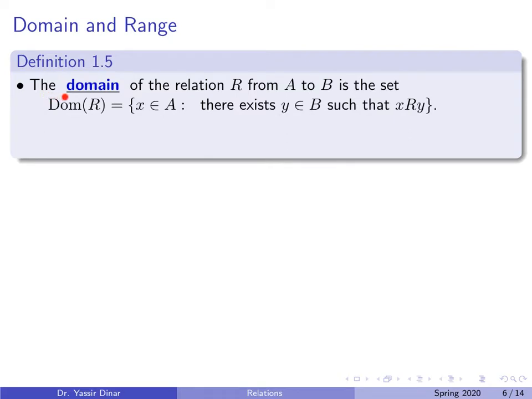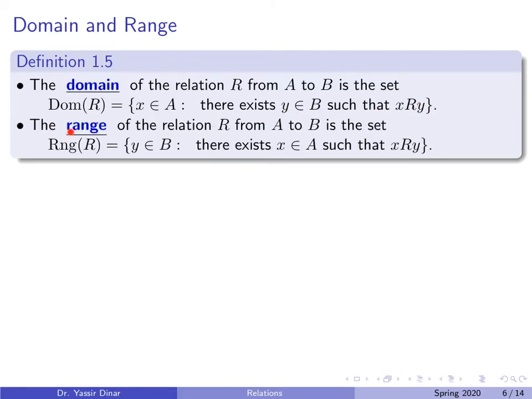The domain of the relation R from a set A to a set B is defined to be the set dom R, where dom stands for domain and R is the symbol of my relation. It is defined as taking all elements X in my set A such that we can find Y in the set B where X is related to Y.